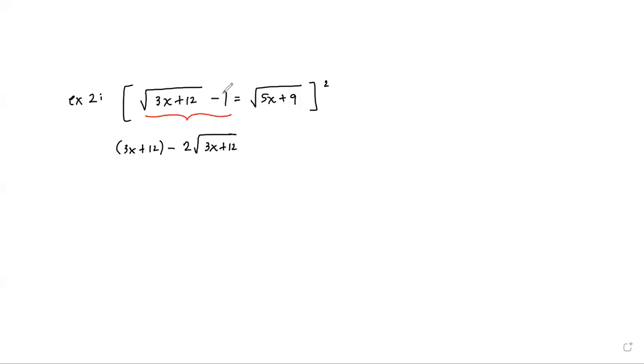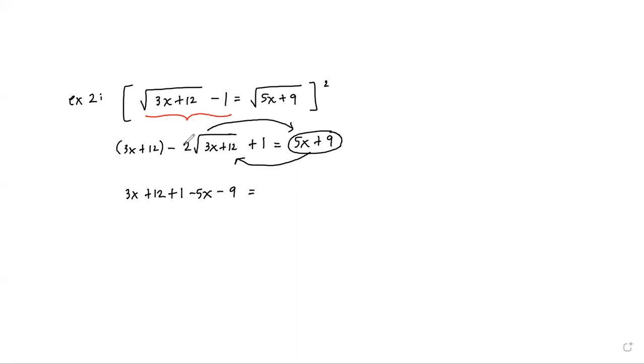And then we're going to square negative 1, which is positive 1. Now for the right side, the square of this radical is simply 5x plus 9. And then we're going to transpose the radical on the left side going to the right side, and then everything on the right side will be transposed to the left side. So this will become 3x plus 12, and then there's a plus 1 here, and then the 5x will become minus 5x, and then the 9 will become minus 9.